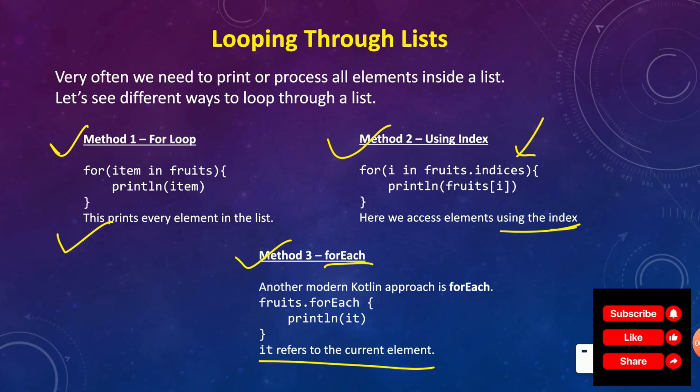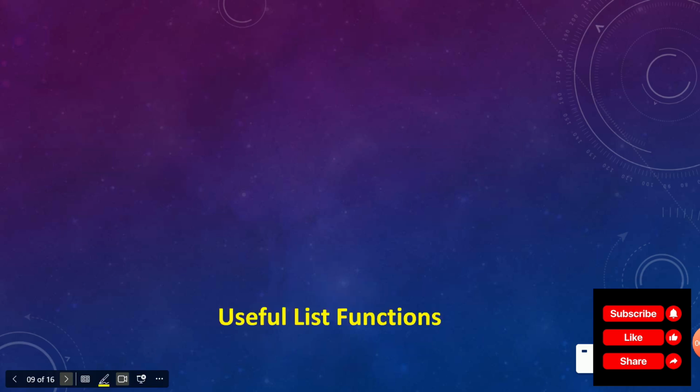The third one is forEach, very simple and with very little code. Another modern Kotlin approach is forEach. For example, fruits is our list, so fruits.forEach, and the current element will be available as it. So it refers to the current element of that list. In this way we can iterate over the list of items.